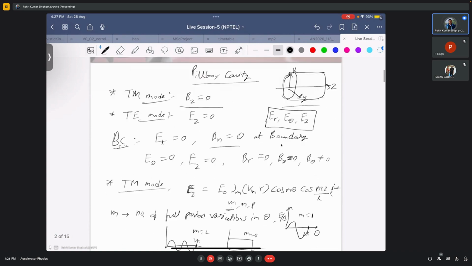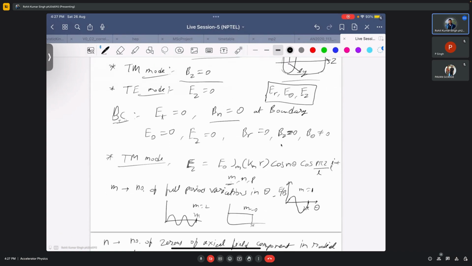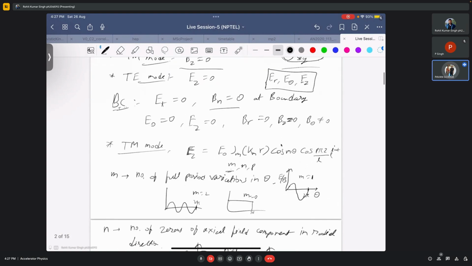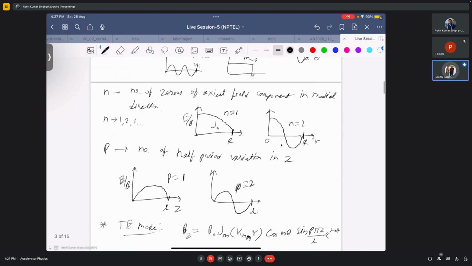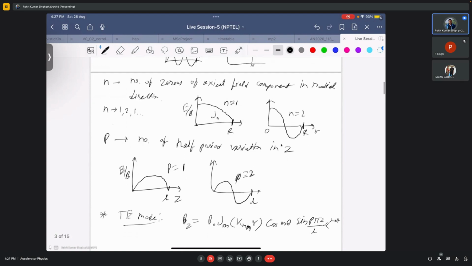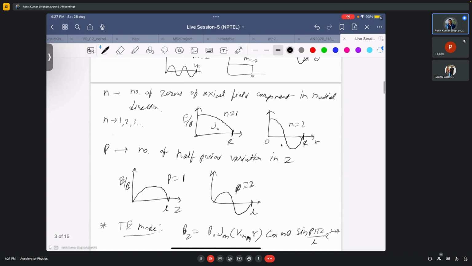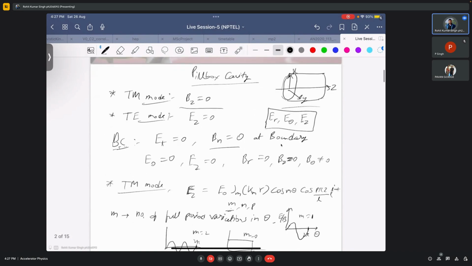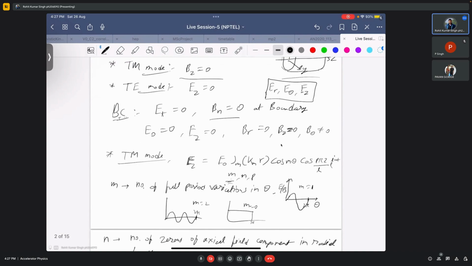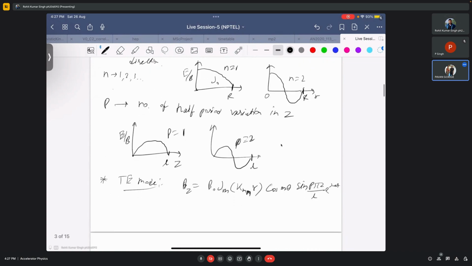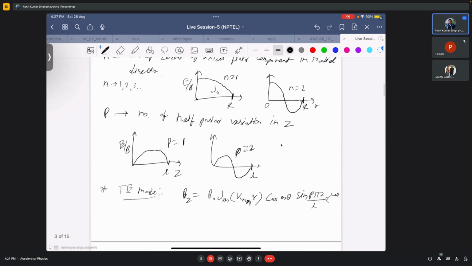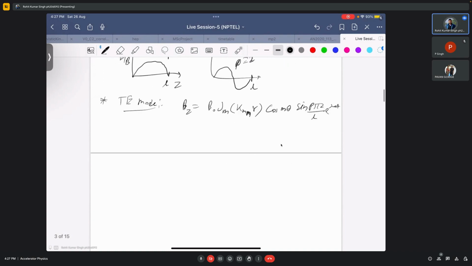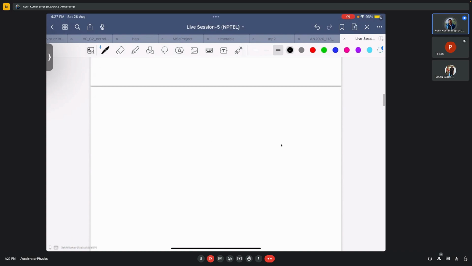And so have you studied these things earlier, like what waveguides are, why we need waveguides? Oh yeah, I mean, in week 4 we had this, right? So here we have a cylindrical waveguide, and that's why we have three parameters there: m, n and p.